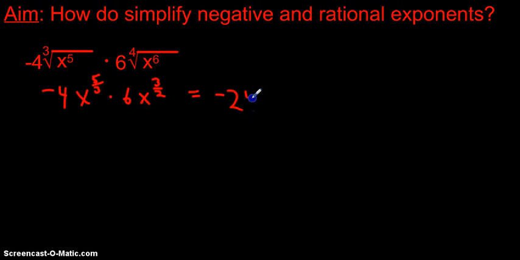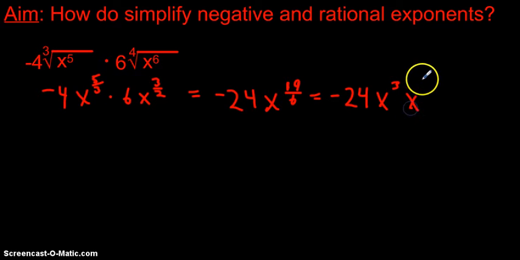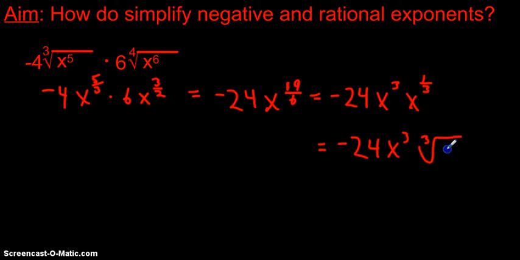We'll get negative 24, x to the... we have to add these exponents, so 5/3 plus 3/2 is the same thing as 10 sixths plus 9 sixths, so that's 19 sixths, which is the same thing as negative 24 x to the third and 1 extra x to the 1/3, which is the same thing as negative 24 x to the third times the cubic root of x.